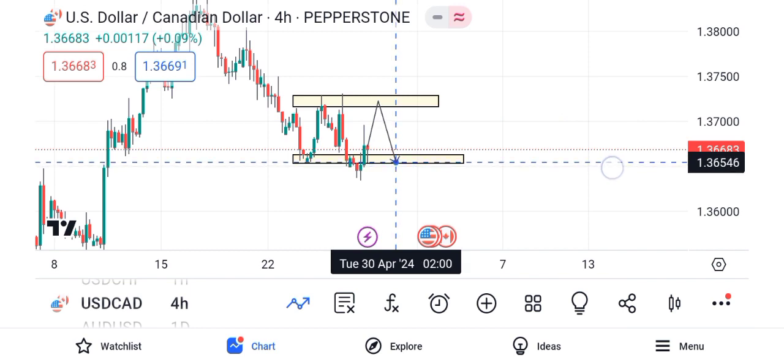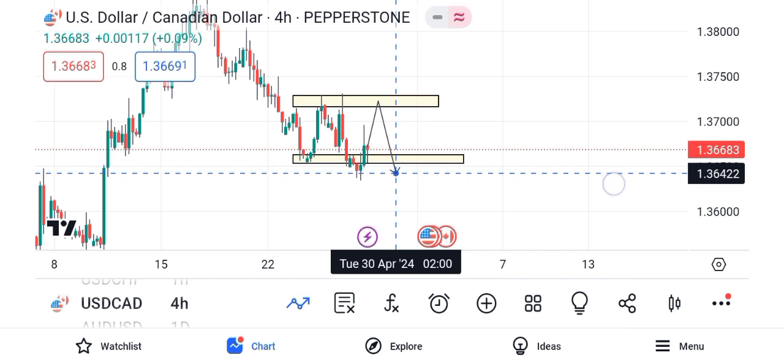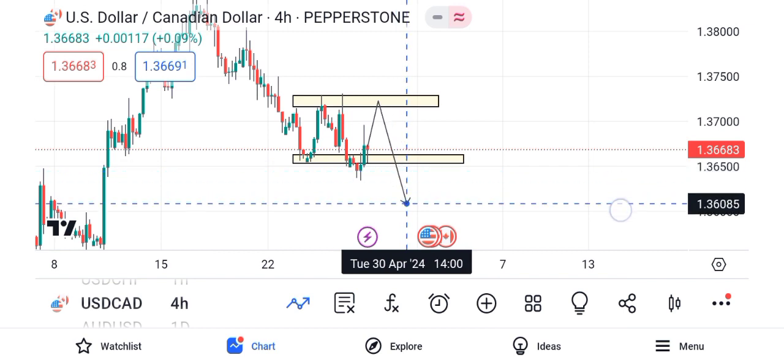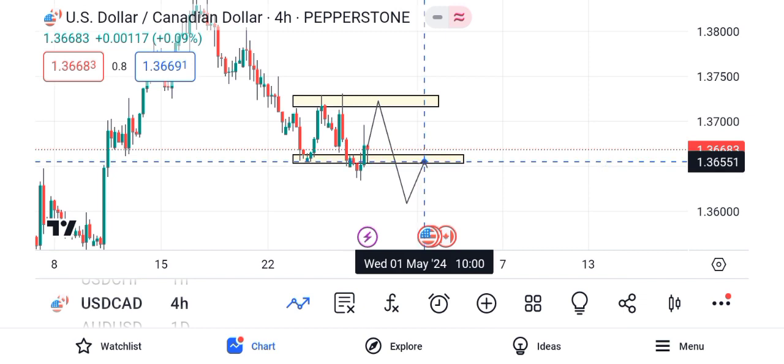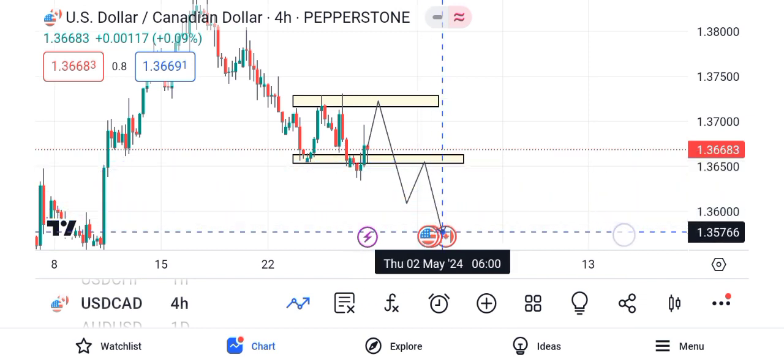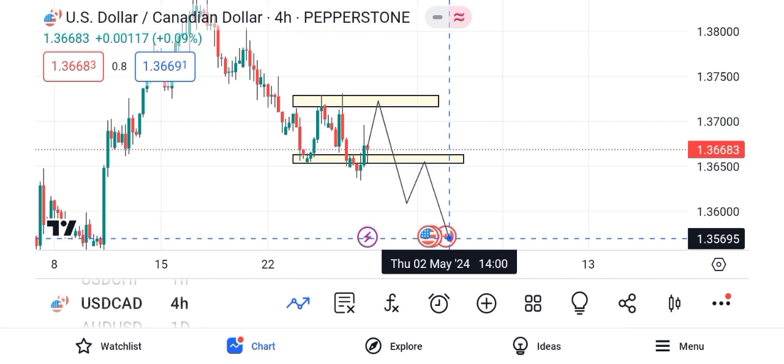And when price gets here, I'll be expecting price to break structure. And when price breaks structure, I'll be waiting for a retest to this particular key zone here and look for selling confirming candles and sell USDCAD.